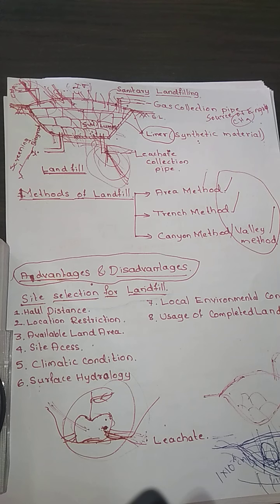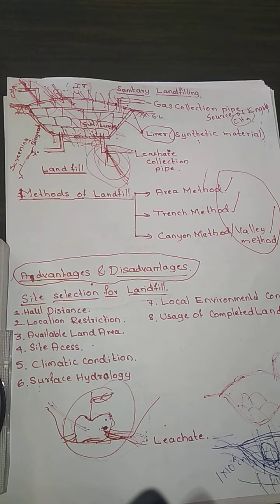Then site selection for landfill: the haul distance should be minimum. Regarding location restriction, it should not be near the cities, waterlogged areas and low lying areas, and the available land area should be large, so that the waste can be accommodated for a period of around 5 years. And then the site access, a good amount of broader roads should be available.